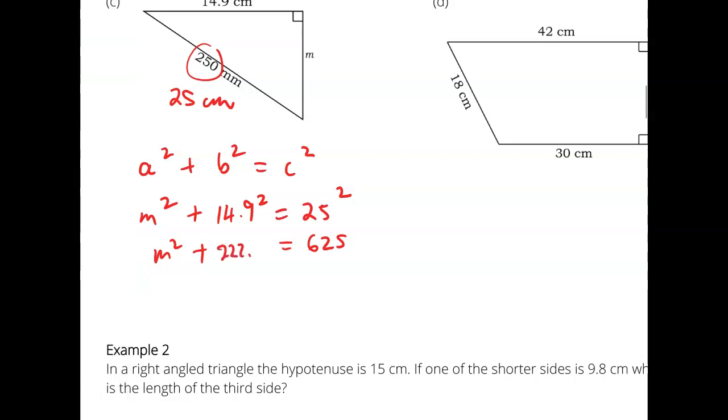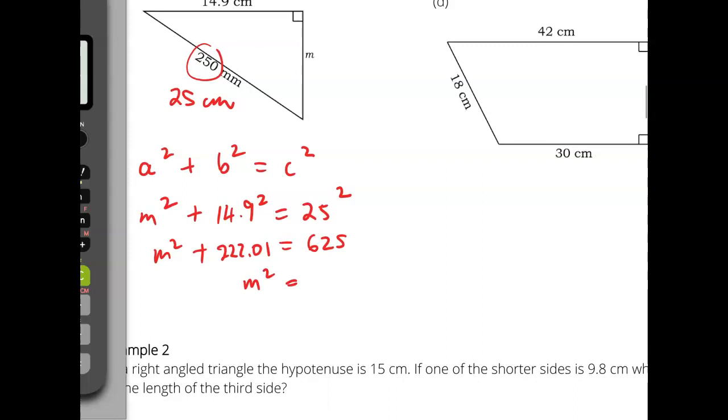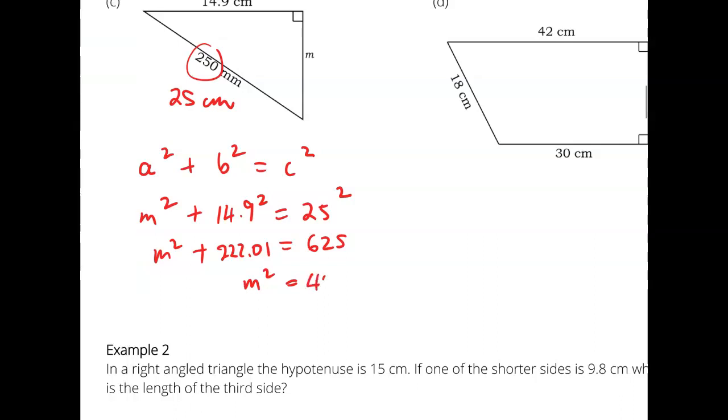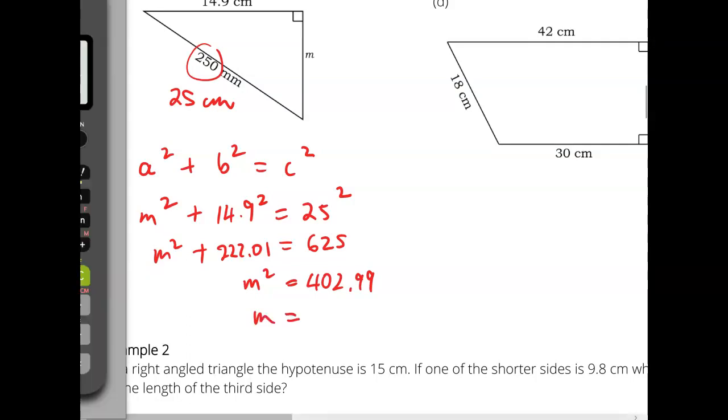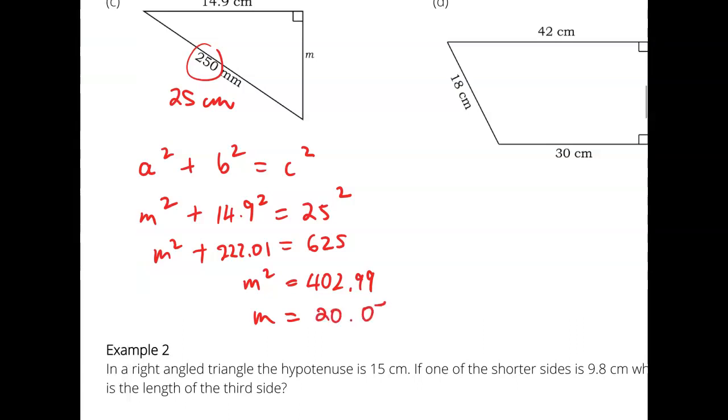$222.01. So if we subtract that from 625, we get 402.99, and then we take the square root. So 20.07. Now, because we changed everything to centimetres, we must stick with centimetres there.